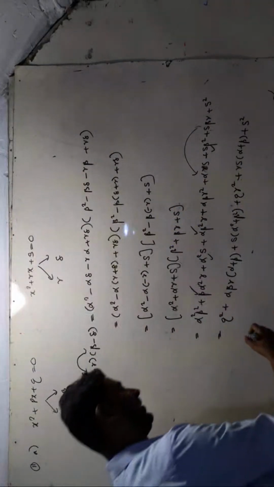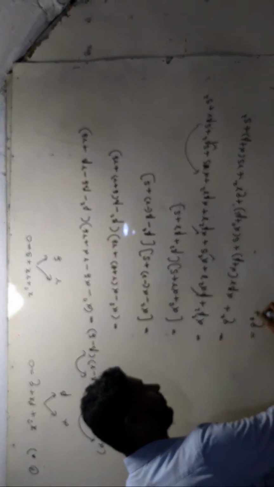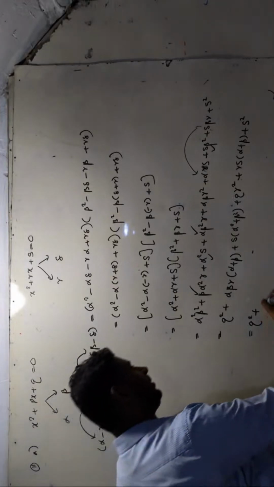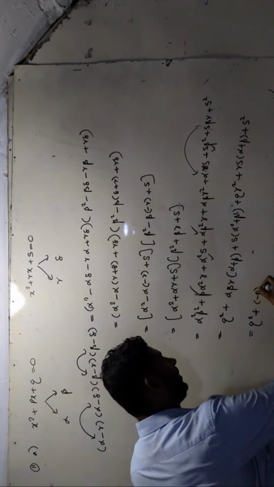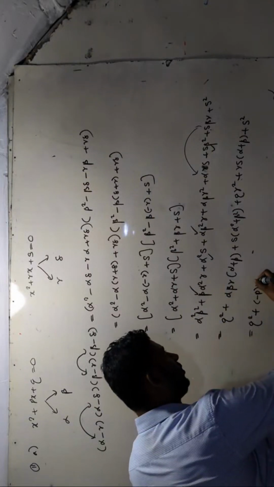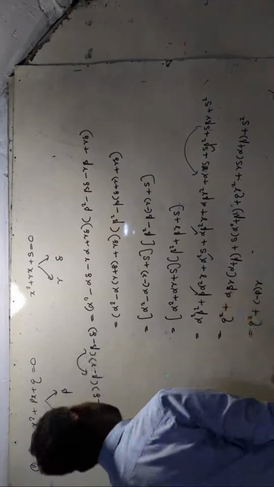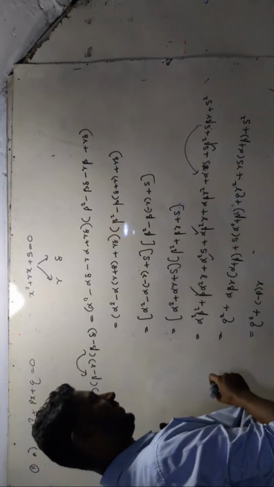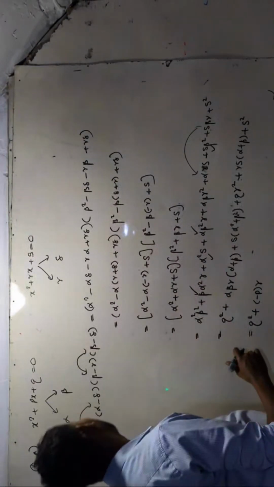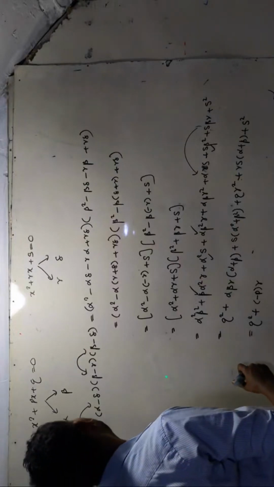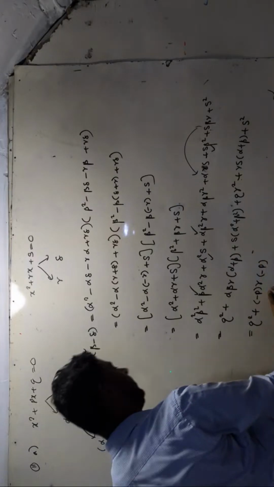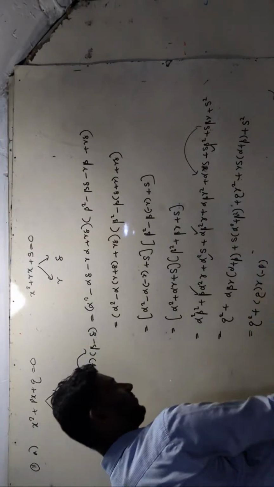Right, let's check the final answer. So Q squared. Alpha beta, alpha beta means what? Alpha beta means minus P. So minus P again gamma into alpha plus beta. It should be alpha plus beta, minus P. Yeah, alpha beta means Q, right? It should be Q.